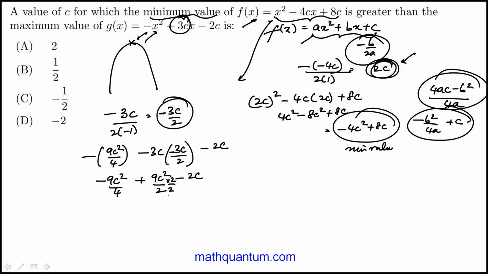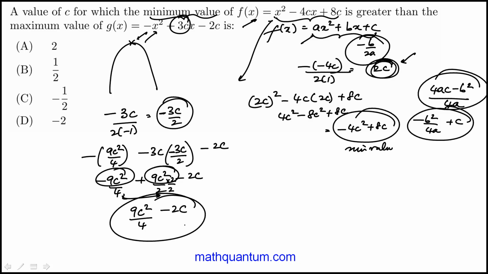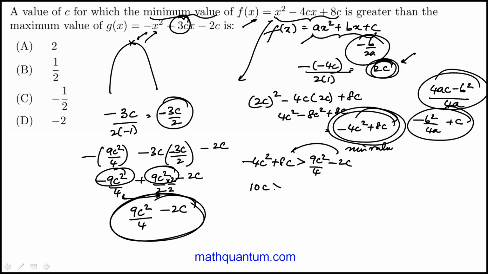I'll multiply this by 2 over 2. Now we have the same denominator. This is 18c squared minus 9c squared, so that would become 9c squared over 4 minus 2c. So that's the max value, and the condition is this needs to be greater than that. So before I go into the answer choices, I'll clean this up a little bit more. Move that here. 10c is greater than 9c squared over 4 plus 4c squared.